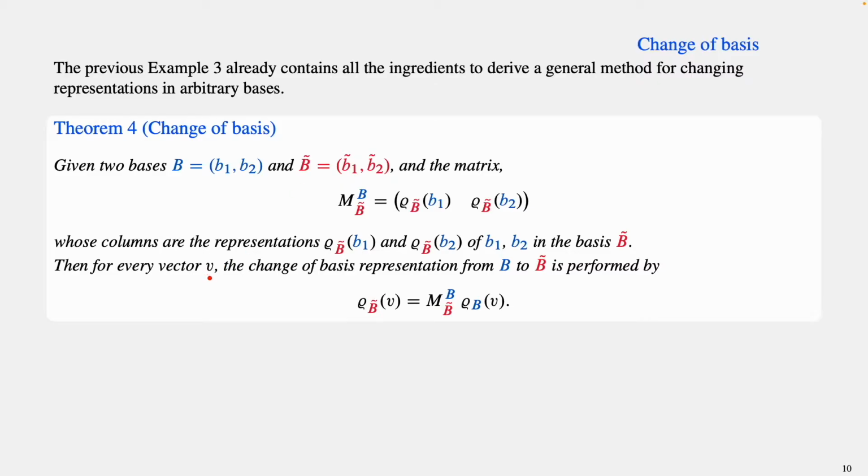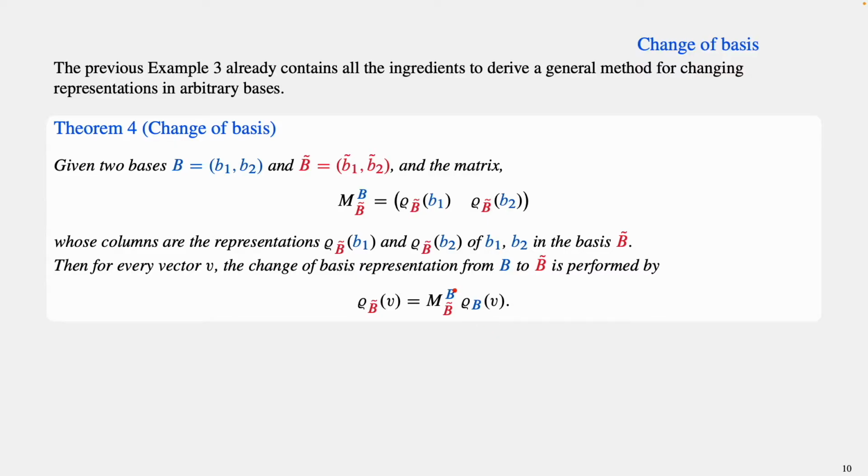And then for every vector v, the change of basis representation from b to b tilde is performed by multiplying this change of basis matrix, M b b tilde, by rho b of v, the representation of v in the first basis b. And what comes out is rho b tilde of v, the representation of v in the second basis. And I chose the notation in the change of basis matrix so that for every two factors in such an expression standing next to each other, every index that appears as a lower index and as an upper index must disappear in the end result.